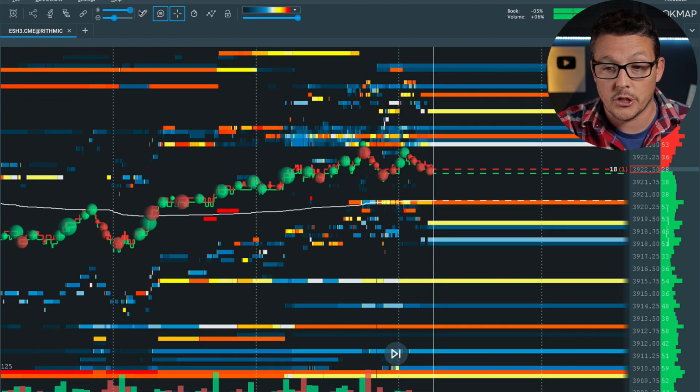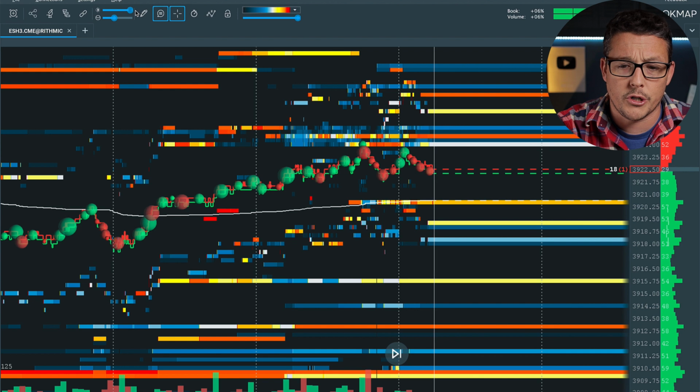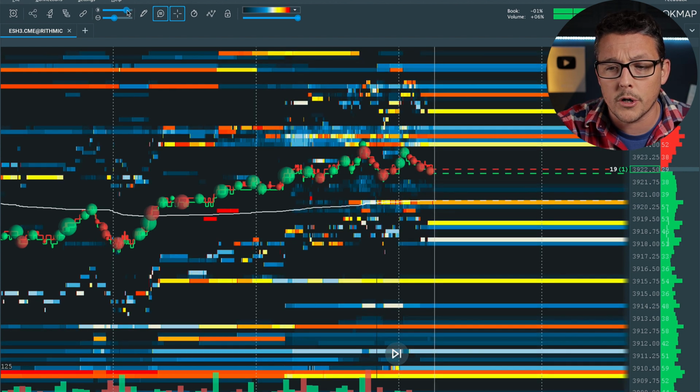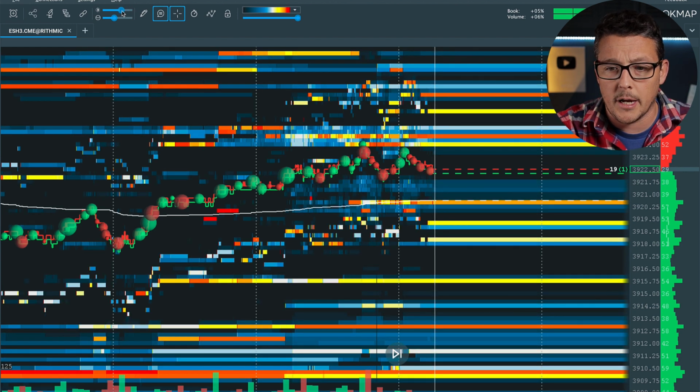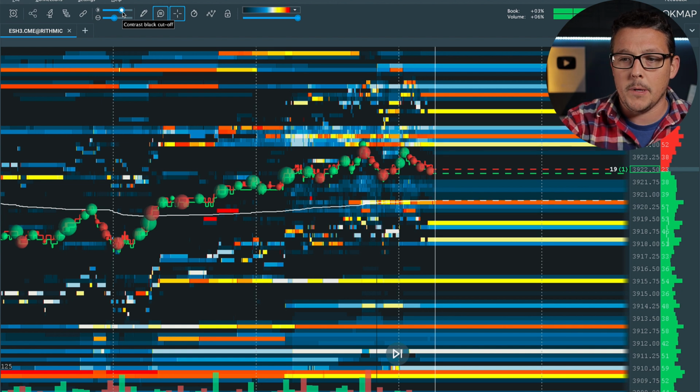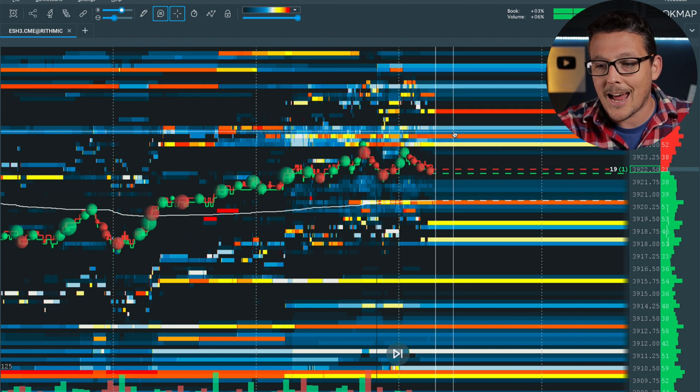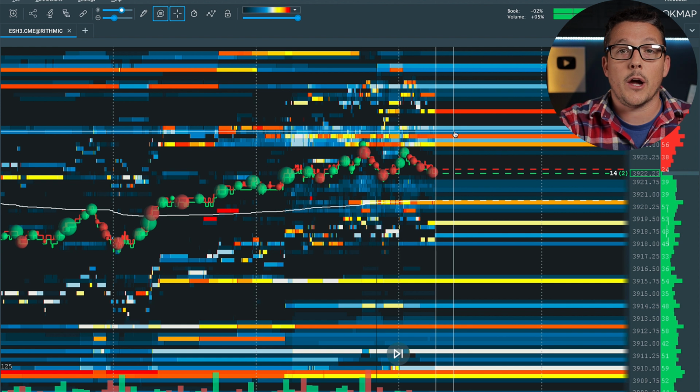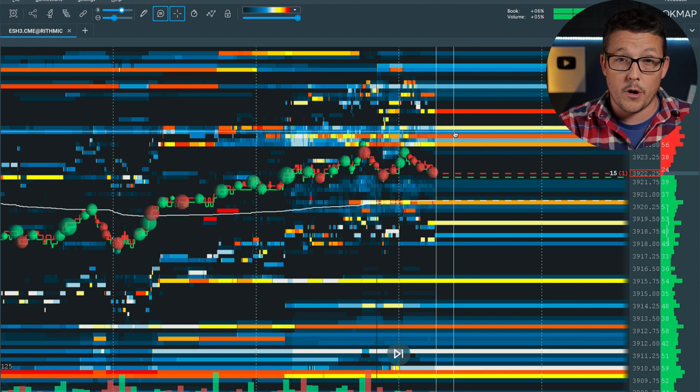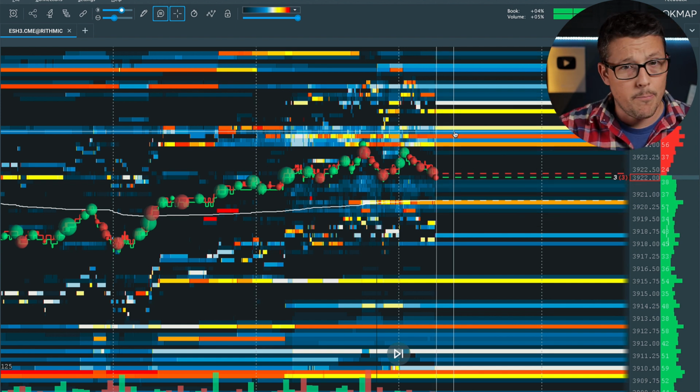You could also change the contrast of the map, really to eliminate maybe some smaller orders and really just look at those bigger orders. But that was really the first thing I loved about it, the visualization of being able to see that static line that was out there that could possibly act as support, resistance, or as a price magnet.